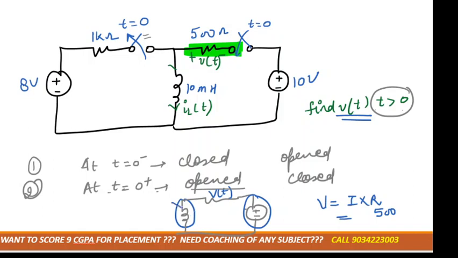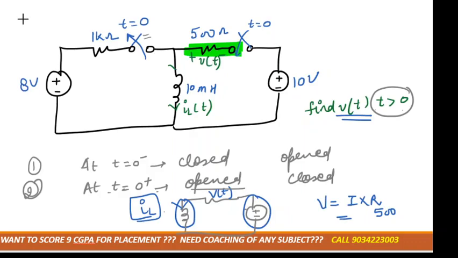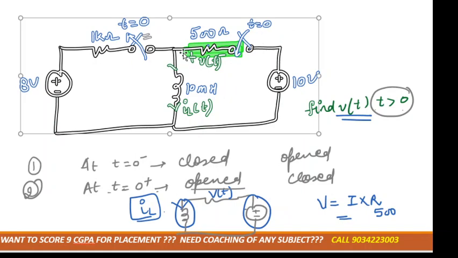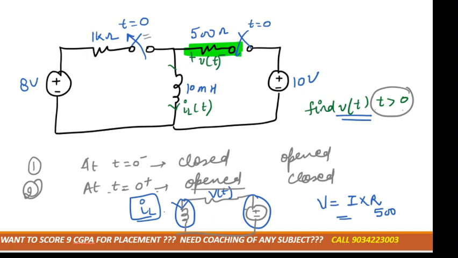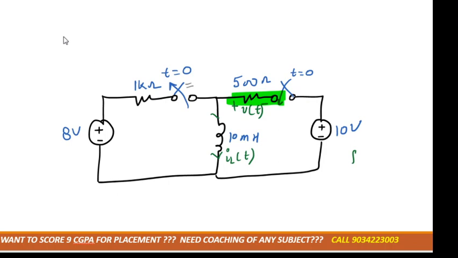But for KVL we should know the value of the current across the inductor, right? So that's why we'll calculate the current across the inductor. Understood the question? That's why we are calculating the current across the inductor. They didn't ask you the current across the inductor, but we have to calculate it for the voltage. Now similarly, again, what was our first step?